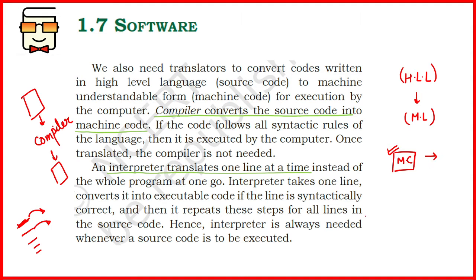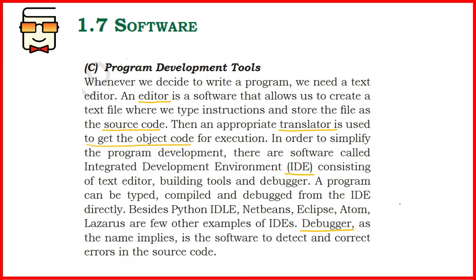Okay, but this is not the case with an interpreter. Since an interpreter sees one line and then converts it, sees another line, then converts it, it executes this line correctly, then it converts the next line. So that is why an interpreter is required during the execution also. This is the main difference between compiler and interpreter.